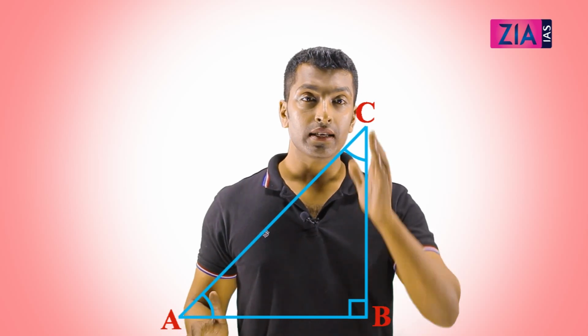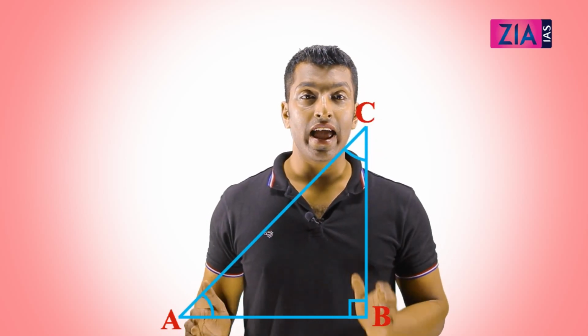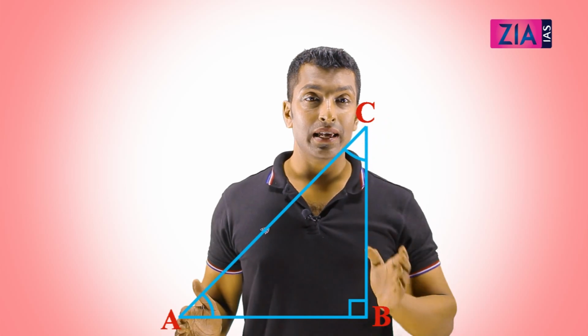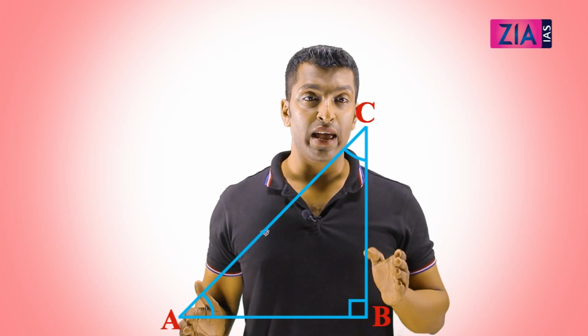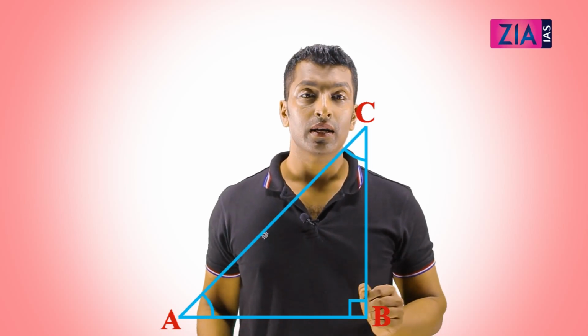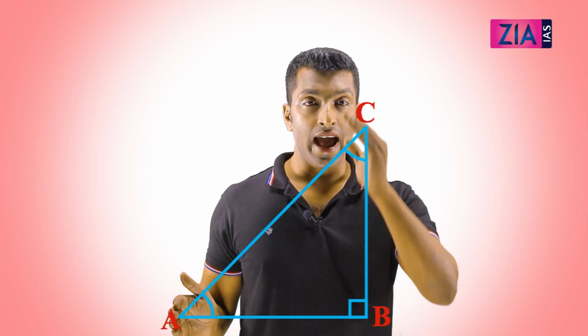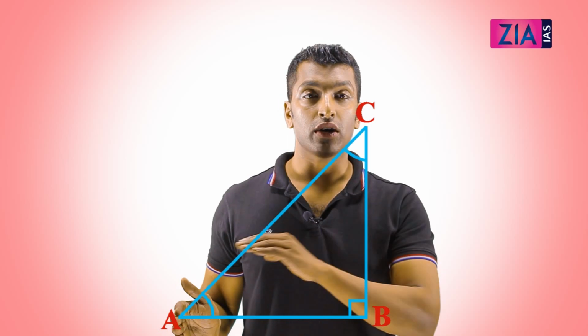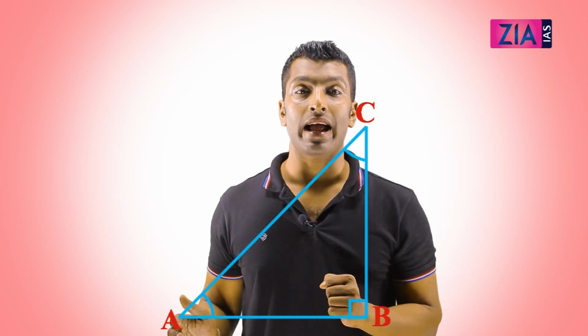So you can take this triangle ABC. In triangle ABC, you can see B is a right angle. ABC is a right angle triangle and B is a right angle. So you can say A and C are complementary because the sum of A and C will be 90 degrees.